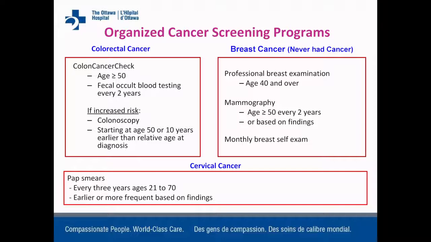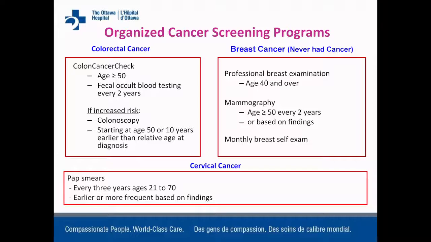So I'd like to take a moment to discuss other cancer screening programs in the province of Ontario. I'm going to leave the breast cancer screening as this is for women who have not had a diagnosis of breast cancer. The two other cancer screening programs in the province are for colorectal cancer and cervical cancer. The colon cancer check, like the breast cancer screening, starts at the age of 50. If you're in that age group, most of you may have received a letter to start your screening.